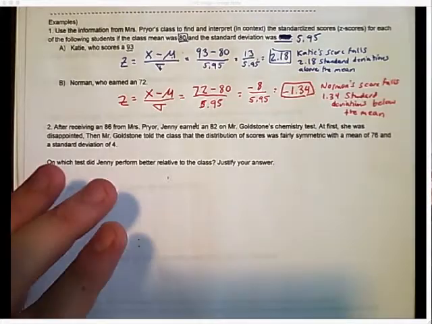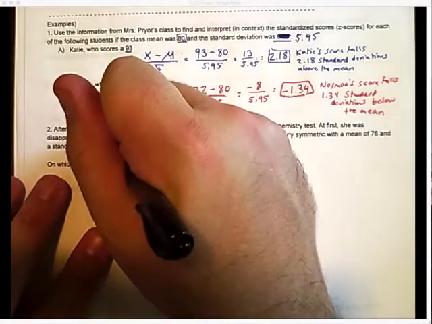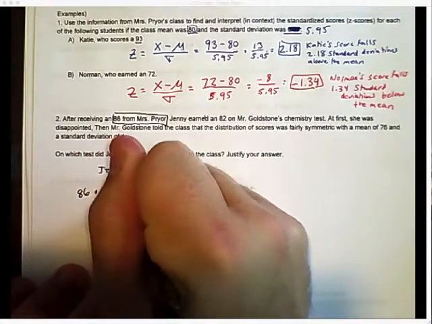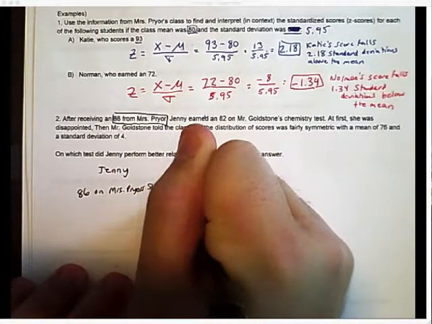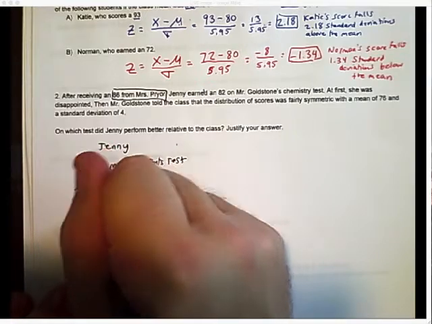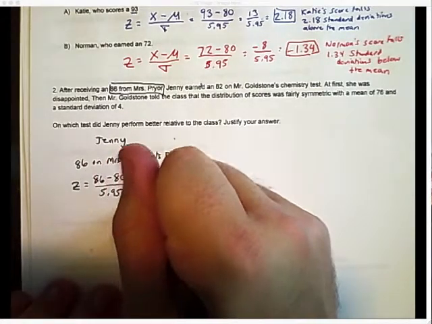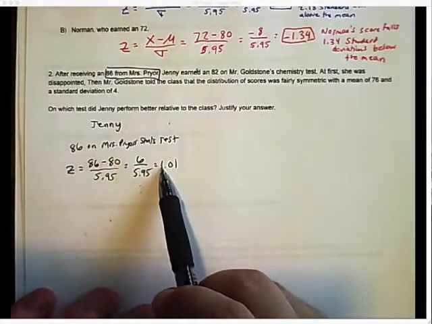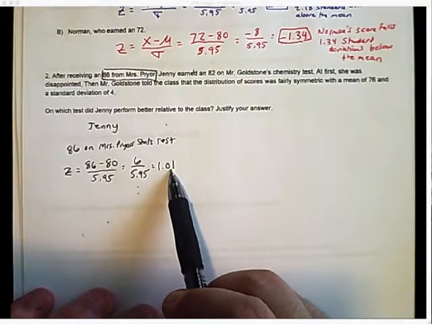So the problem with just looking at scores is that here was the information, here's her score on Mrs. Pryor's class. So let's figure out about Jenny. She scored 86 on Mrs. Pryor's stats test, so let's figure out how she did in terms of her z-score. So z equals 86 minus 80 over 5.95. If I simplify that, that's 6 over 5.95, which is slightly more than 1, so that's going to be 1.01. So what does that mean about Jenny? Jenny scored 1.01 standard deviations above the mean for stats.